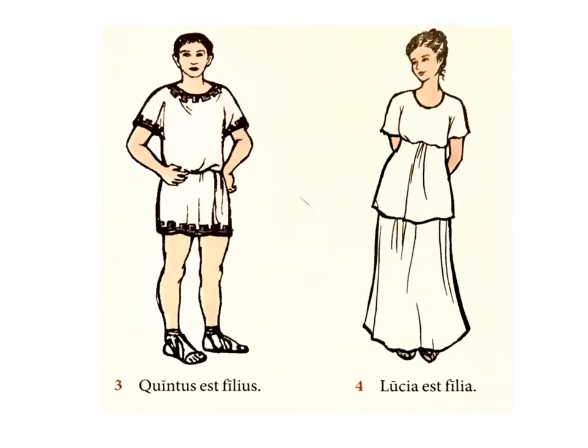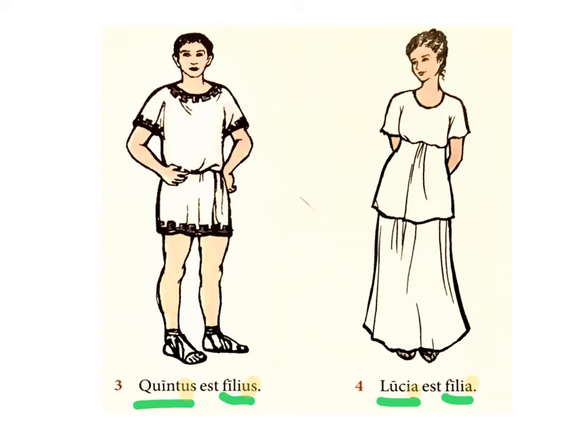Okay, let's meet the kids. Their names are Quintus and Lucia. And I want you to notice that the words used to describe them are really just different versions of the same word, filius and filia. You notice that the thing that's different is the ending. Quintus est filius, Lucia est filia.